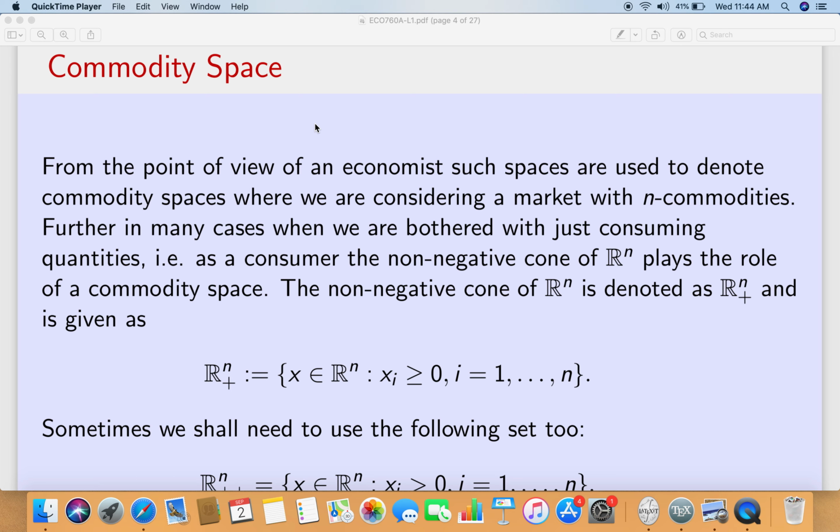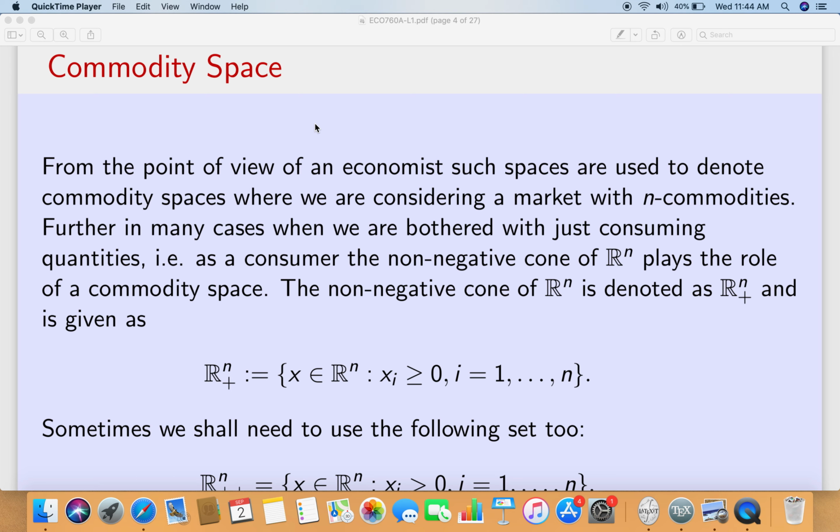So x1, x2, xn represents the quantity of the commodities available, maybe at a given time at a given place, say market A, while x1 dash, x2 dash, xn dash, these coordinates, represent the quantities of the same goods available at a different time in the same market, or at the same time in a different market. So please understand this. Any element x1, x2, xn could be viewed as a commodity bundle.